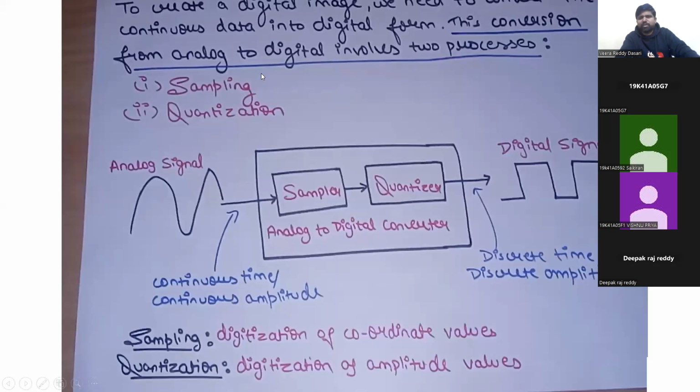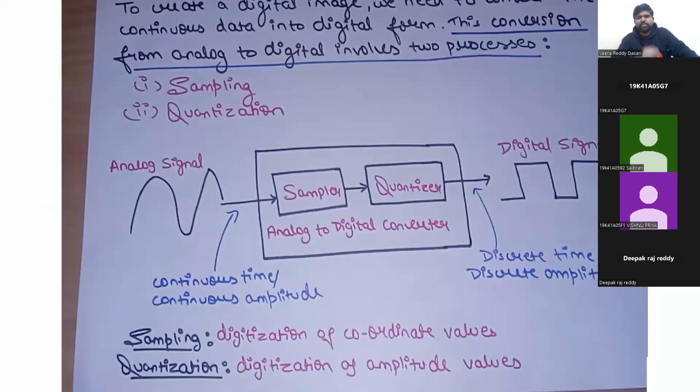So the conversion of analog to digital involves two processes: one is sampling and the other is quantization. You can see the analog signal appearing like this as the output. It has continuous time and continuous amplitude, whereas the digital signal has discrete time and discrete amplitude.